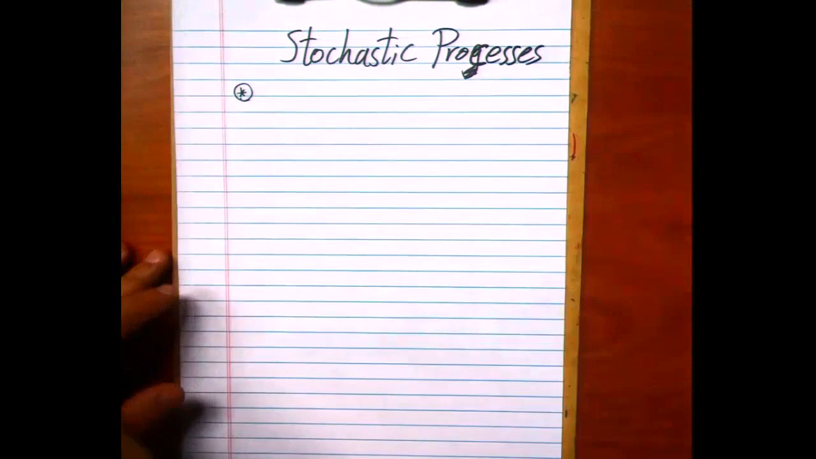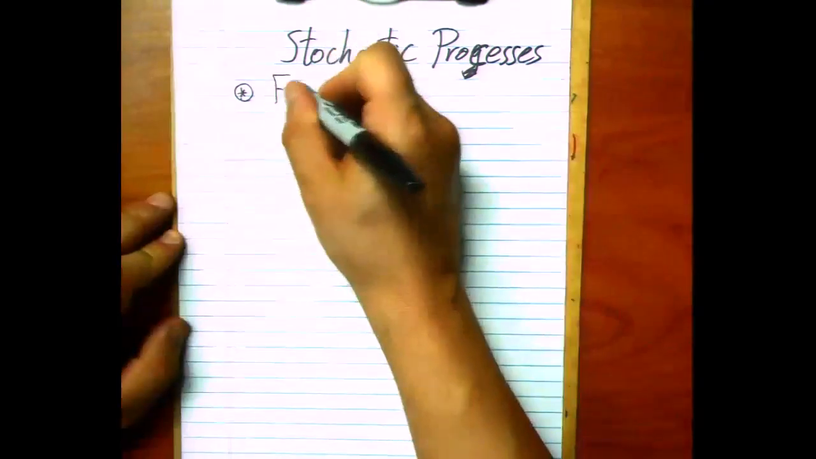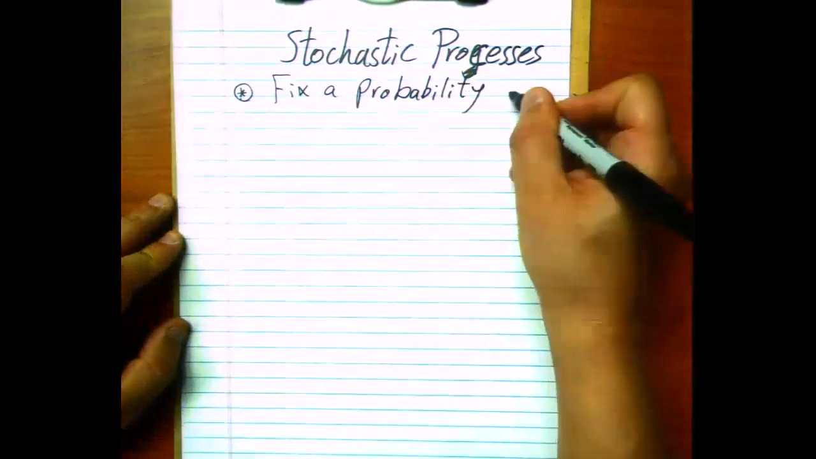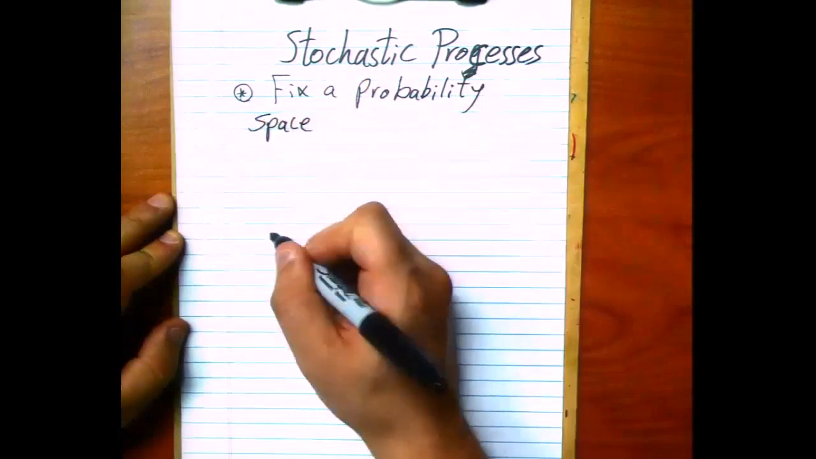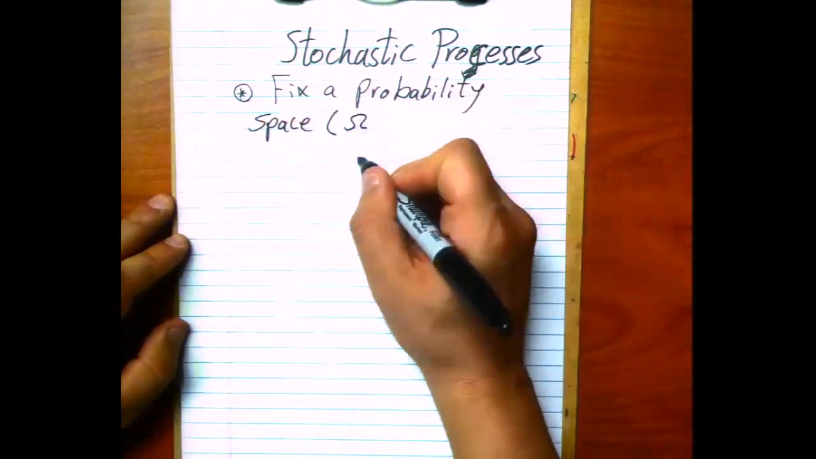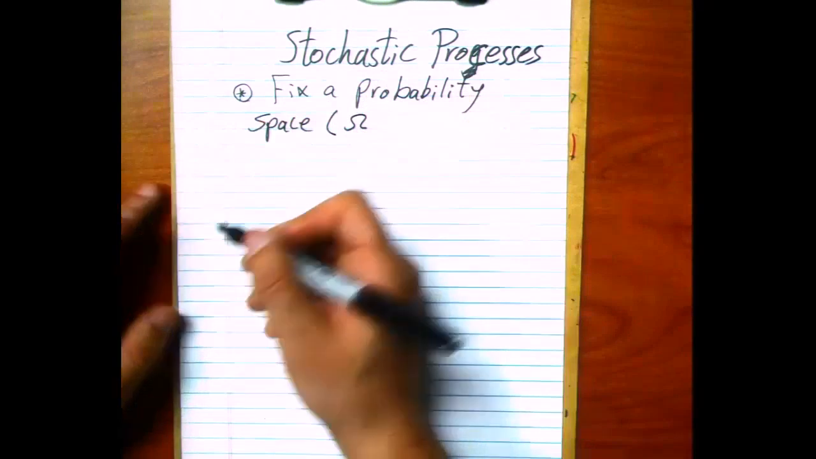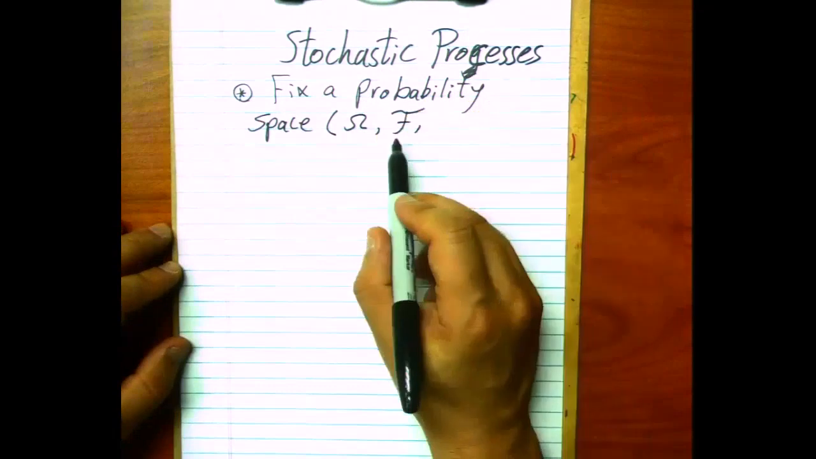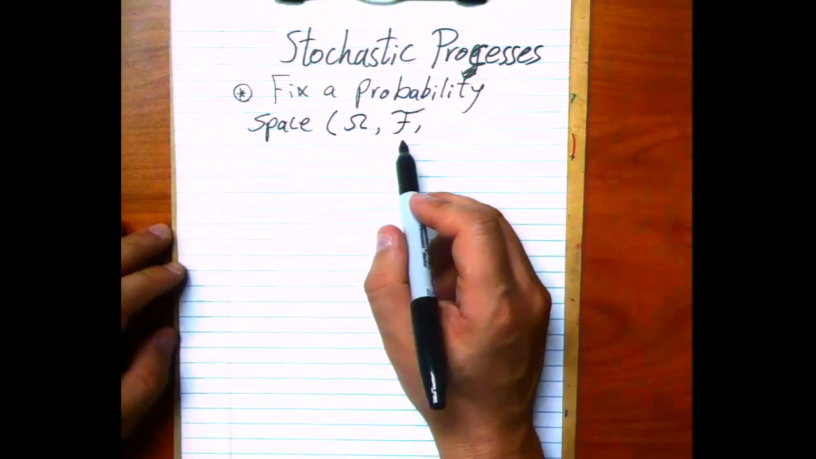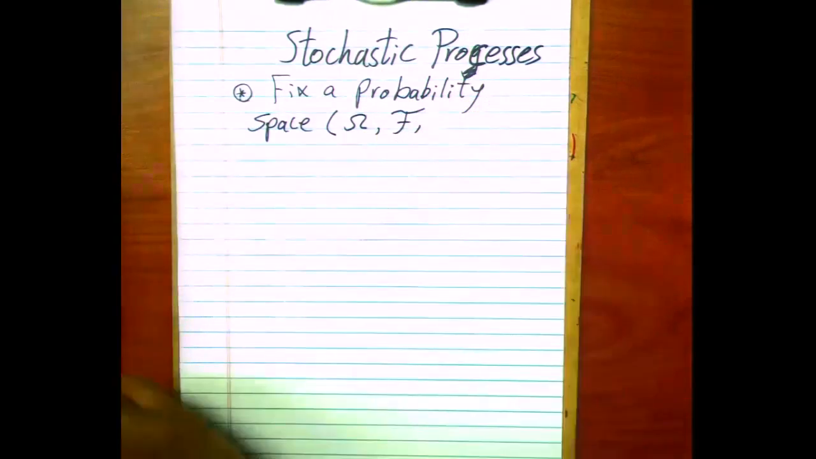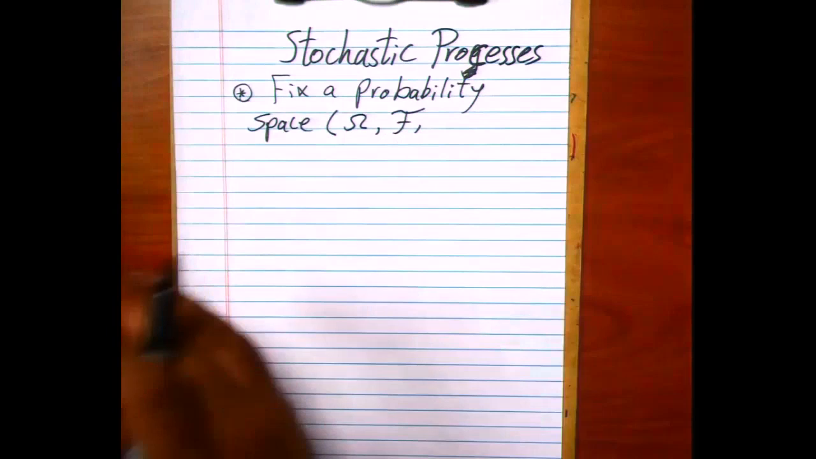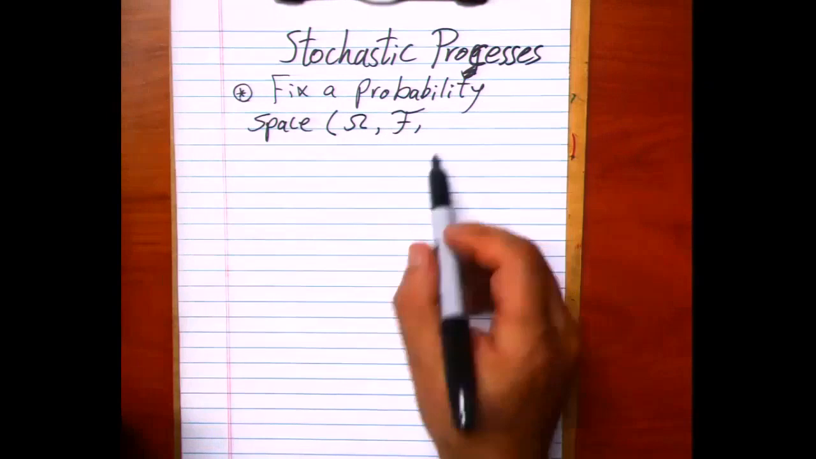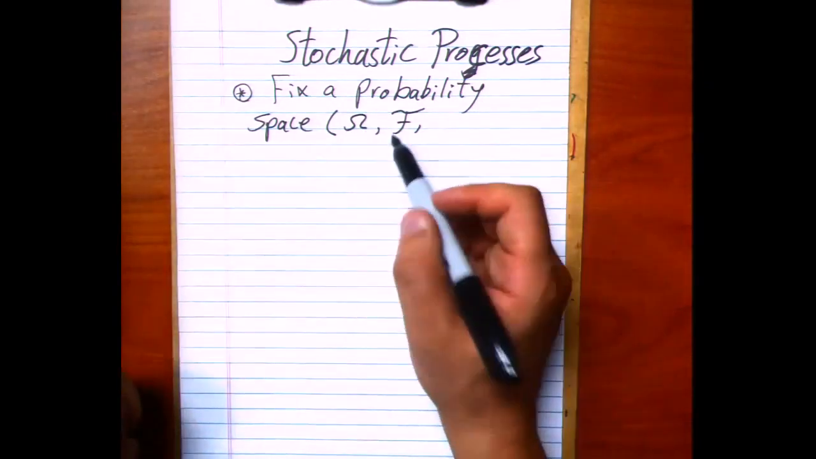Number one, let's fix a probability space. I always like to start from a probability space. This is the atom of everything. It's made from a triple: omega, the sample space, which is the set of all possible outcomes of a random experiment, and the sigma algebra, which is the family of all events. The power set is a sigma algebra. The power set is the family of all subsets of omega. It's a sigma algebra, and it could be considered as the family of events.